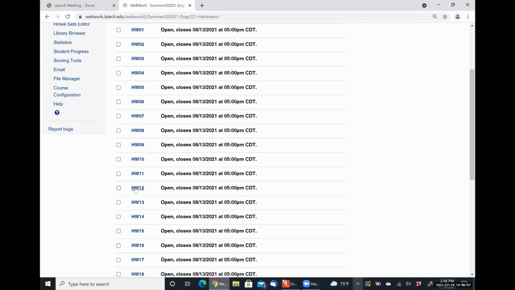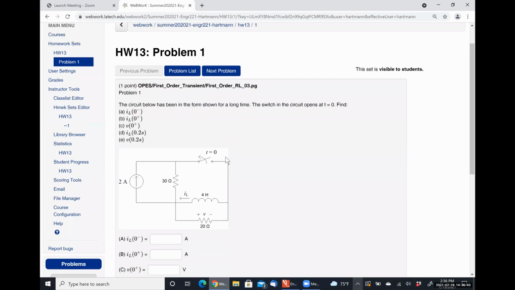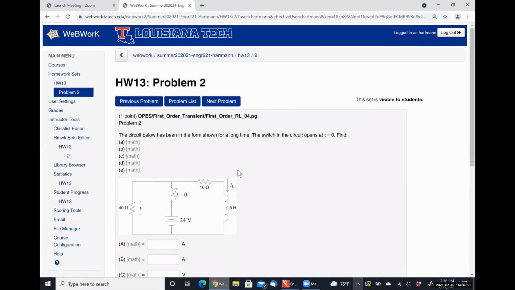So let's look at homework 13 specifically here. This circuit would be an example of a natural response circuit, because when that switch opens up, the 2 amp source no longer influences the 4 Henry inductor at all. Let's look at this problem. Obviously the voltage source is getting taken out.